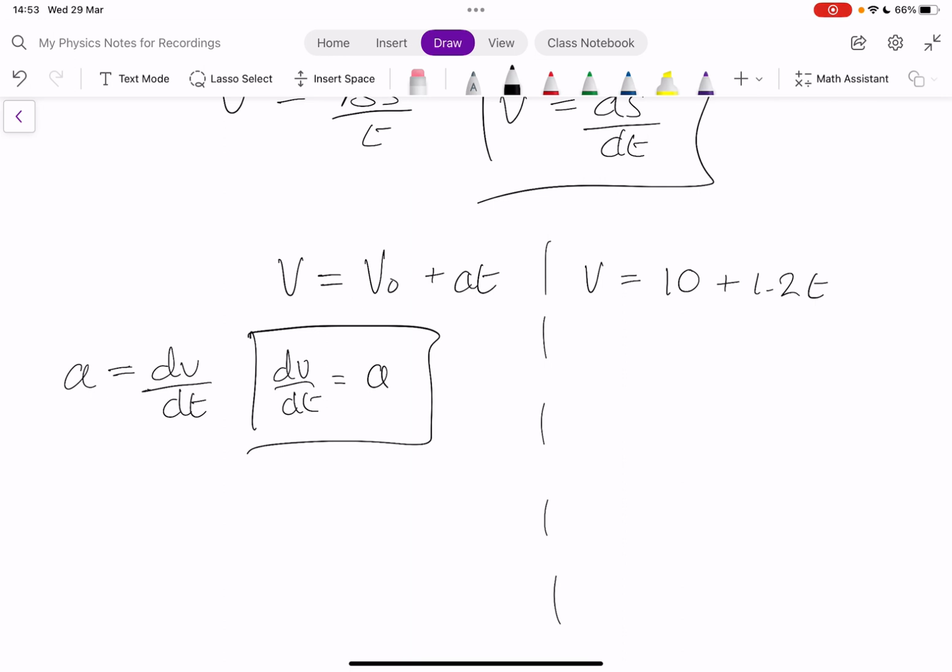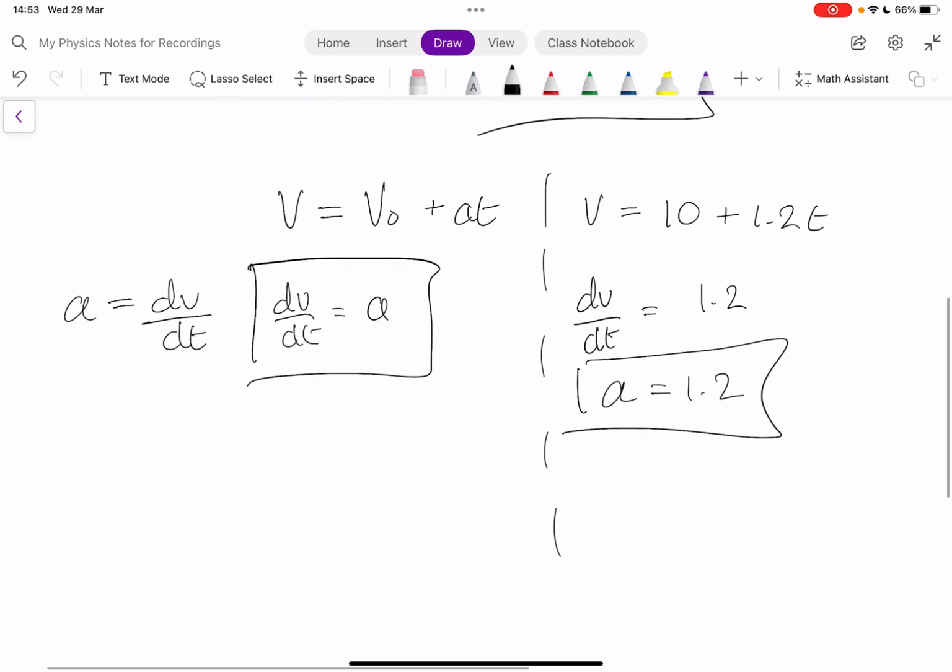But for a more useful context, for an actual object given on the right, let's do the same thing. dv by dt: the 10 disappears, differentiate 10 with respect to time and it's 0. Differentiate 1.2t with respect to time and we're left with the 1.2. So this is telling us that the acceleration is 1.2, which is not surprising because that's what we set it up as in the beginning.